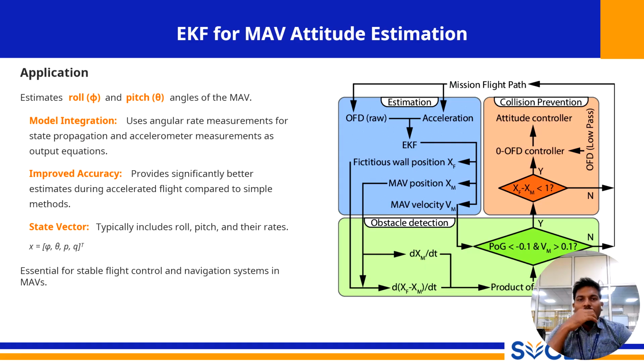Ultimately, this robust and accurate estimation is essential for stable flight control and navigation systems in MAVs. Without a trustworthy sense of its own altitude, a MAV cannot fly stably or navigate efficiently.